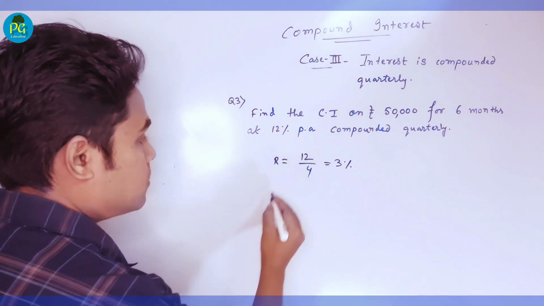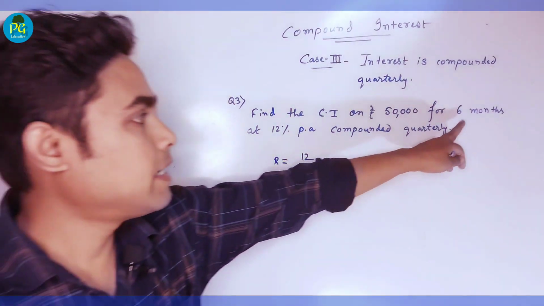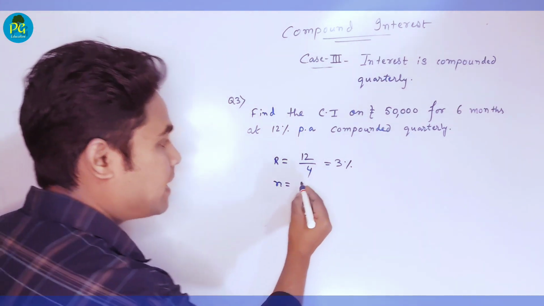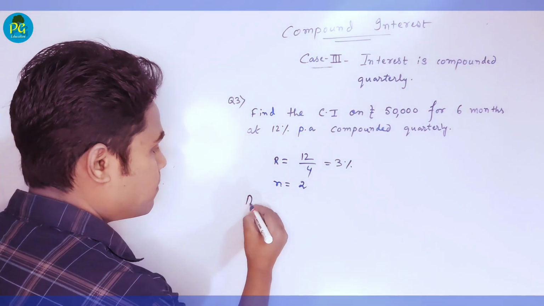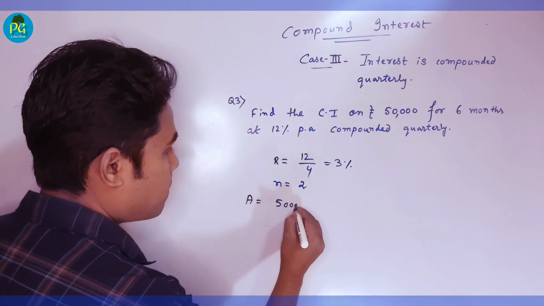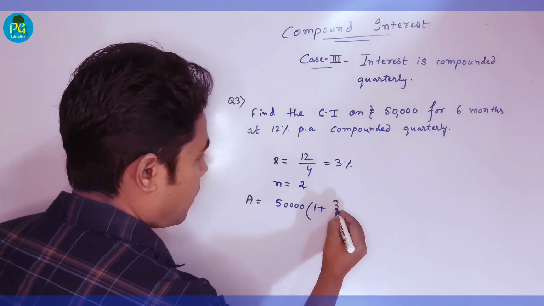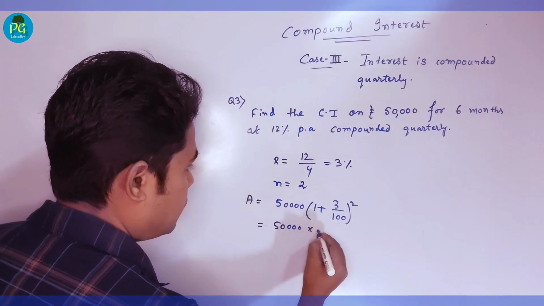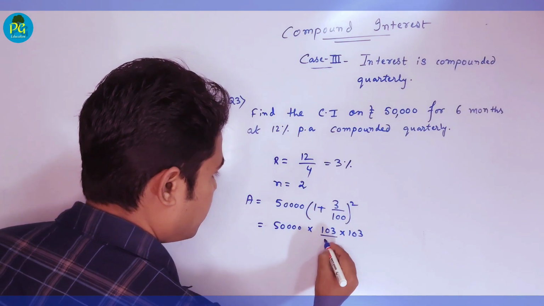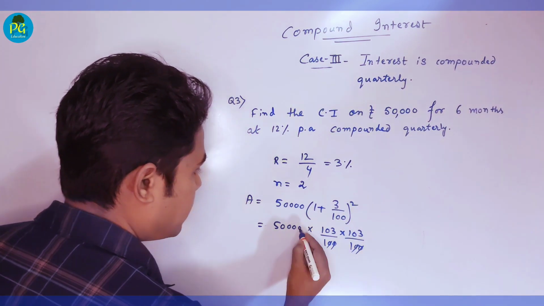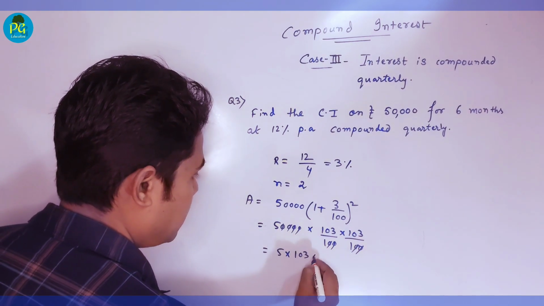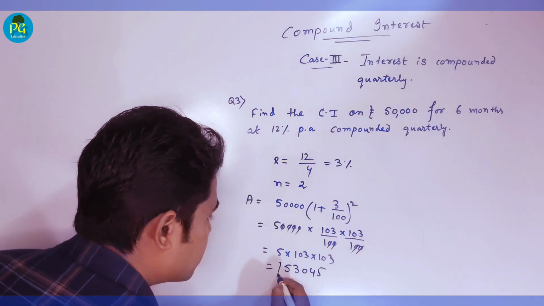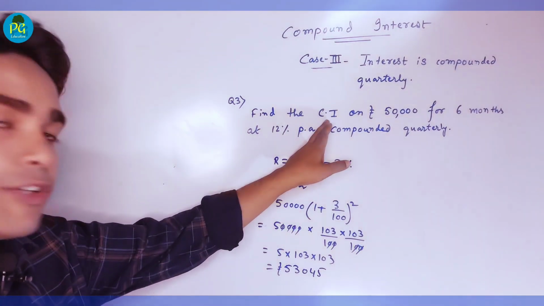Okay, and what will be our time? Here it is 6 months. Now in 6 months, how many 3 months are there? There are 2 three-months, so we will take n equal to 2, and the remaining process is same. A equal to P into (1 plus R by 100) whole to the power 2. So this is equal to 50,000 into 103 into 103 divided by 100 divided by 100. Zeros got cancelled. So 5 into 103 into 103, this is equal to the amount.